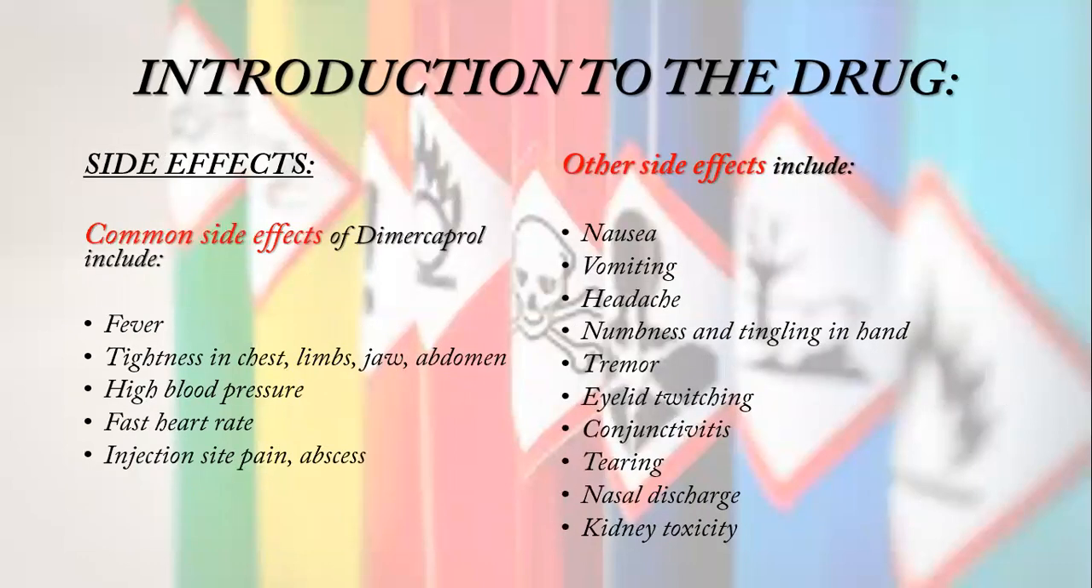The most common side effects of dimercaprol that we see in patients are fever, tightness in chest, limbs, jaw, abdomen, hypertension. So it can also result in high blood pressure in certain patients, fast heart rate, and injection site pain or the formation of sepsis. This actually happens because we administer dimercaprol through a very painful intramuscular injection that can lead to injection site pain and the formation of sepsis.